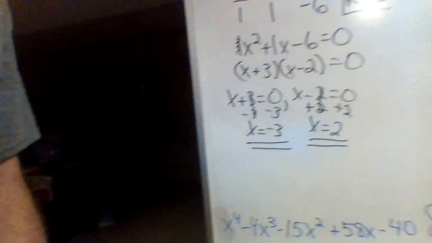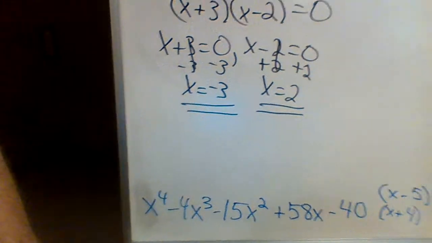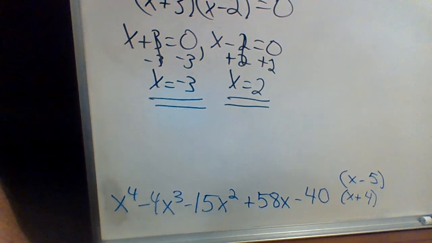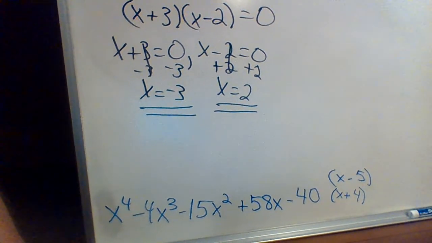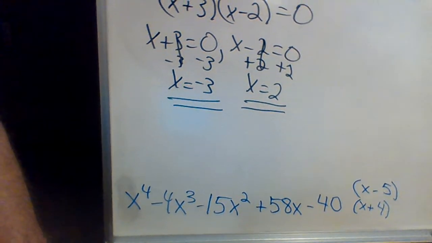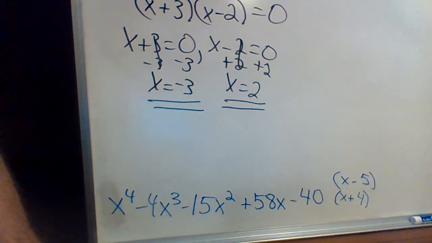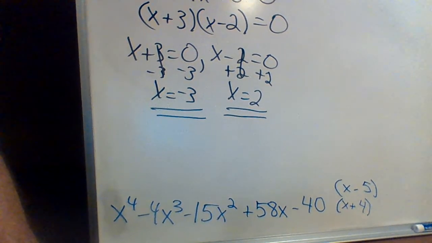And again, just same idea here. Okay, make sure I get close enough so you can see it. Okay, so there's your polynomial. You got x -5 and x + 4 as your factors. Okay, so go ahead and try that, synthetic division.